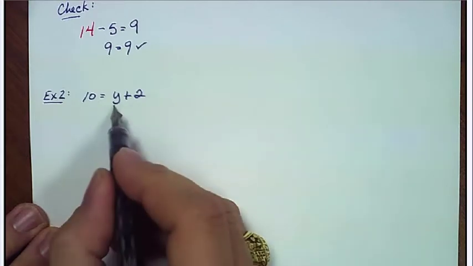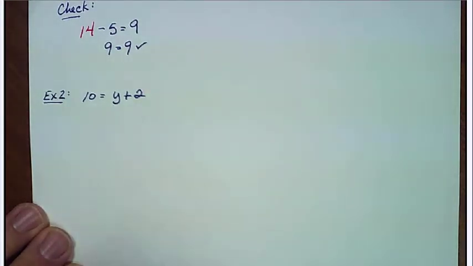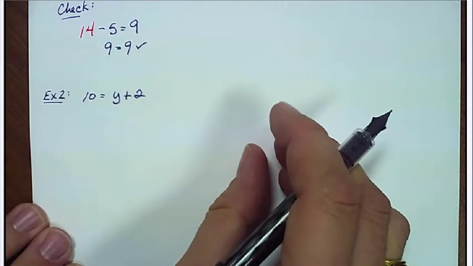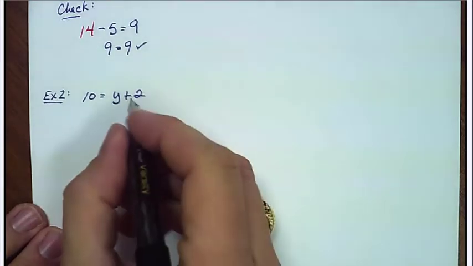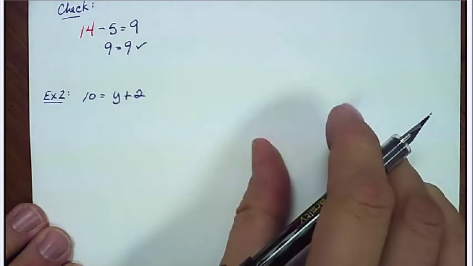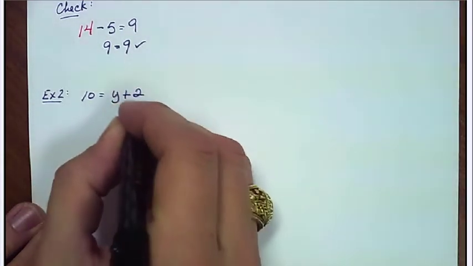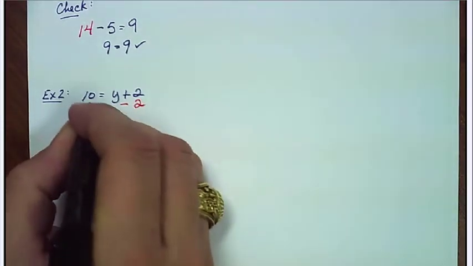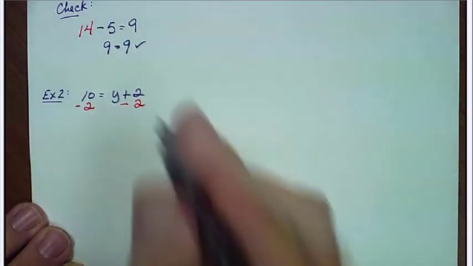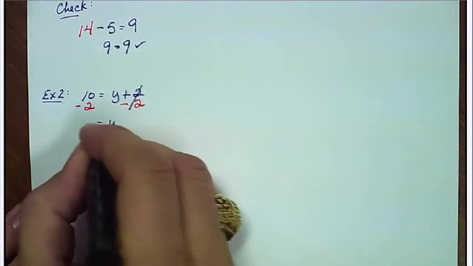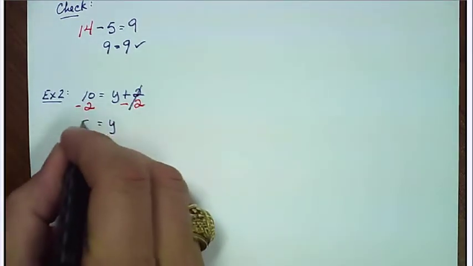Remember, our goal is to isolate that y. We isolate it by moving the number, and we move the number by doing the opposite. So since I have a positive 2 here, the opposite is obviously subtraction. So I'm going to now subtract 2 from both sides, and then of course these two are going to cancel, and that's going to leave y is equal to 10 minus 2, which is 8.